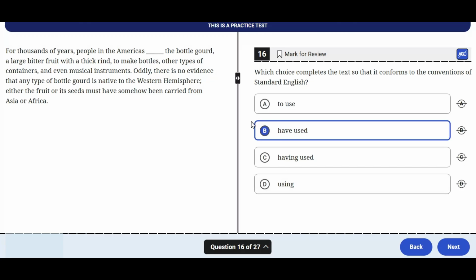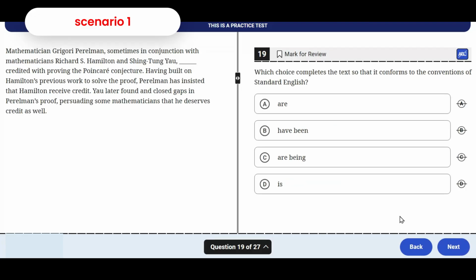Let's go and check. For thousands of years, people in the Americas have used the bottle gourd, a large bitter fruit with a thick rind, to make bottles, other types of containers, and even musical instruments. Oddly, there is no evidence that any type of bottle gourd is native to the Western Hemisphere. Okay, I'm gonna stop reading because that sounds right. Took me a second to figure out which one was the odd one out, but once I found it, it was definitely correct.